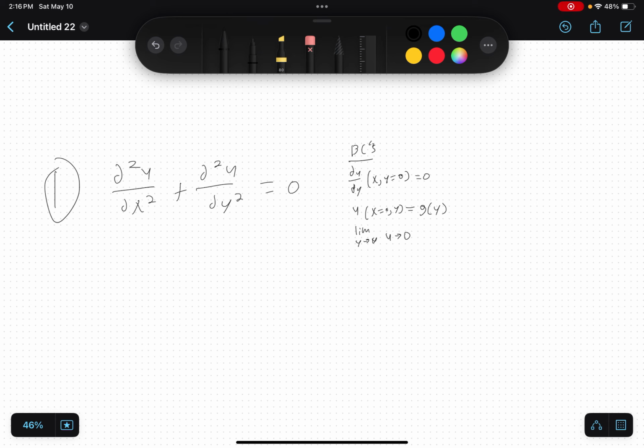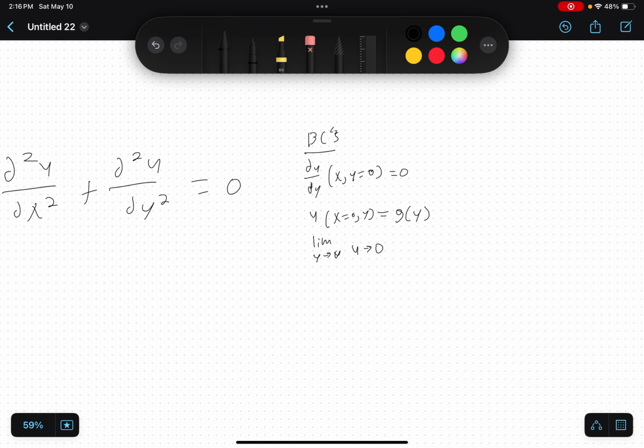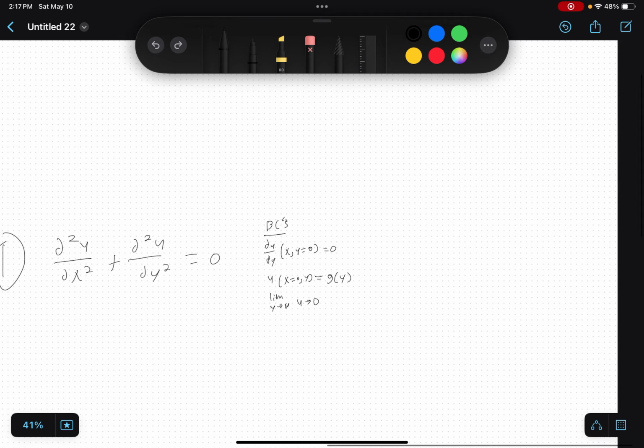Step one is pick which variable we are transforming. You always want to pick the variable that the non-homogeneous boundary condition is a function of. This is the non-homogeneous boundary condition, and it's a function of y. So we want to transform y.